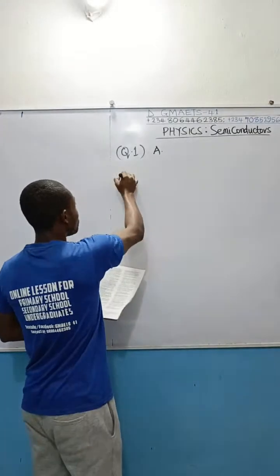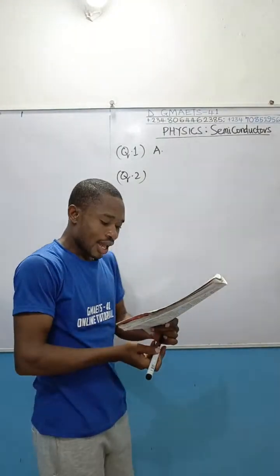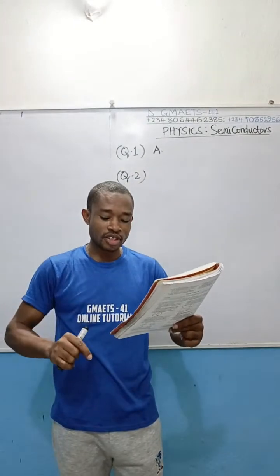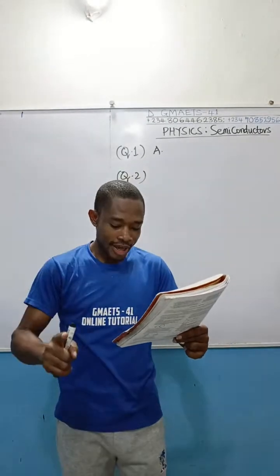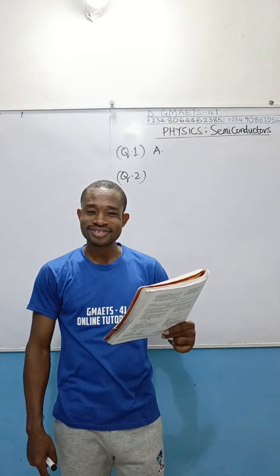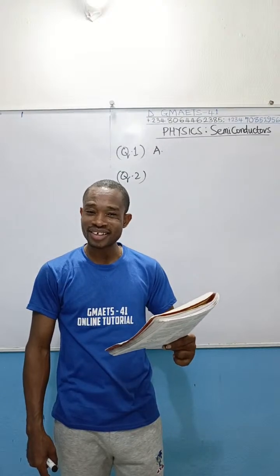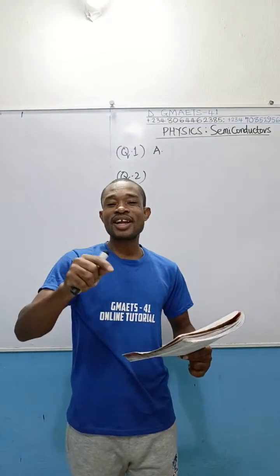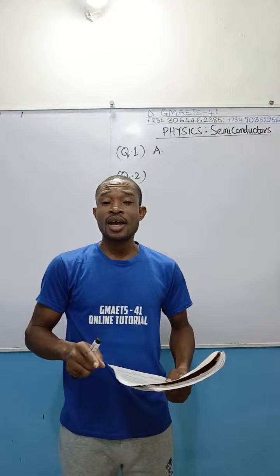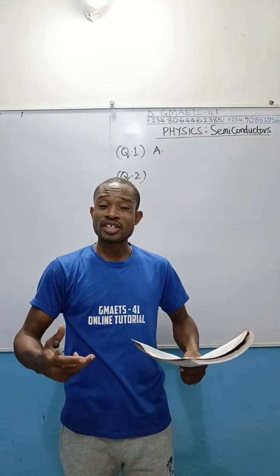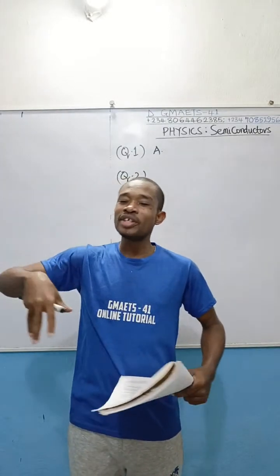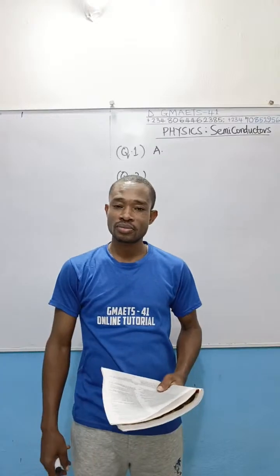Question number 2. Addition of trivalent impurity to a semiconductor: A, increases the number of holes. I guess that makes sense to me. If you add a trivalent impurity to a semiconductor that is already tetravalent, as I explained, in the case of semiconductors, the one that has more electrons donates its electrons to the other ones.